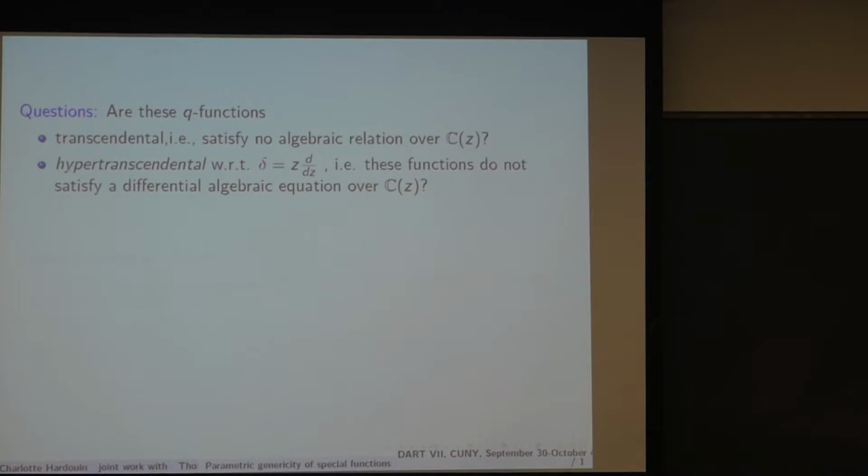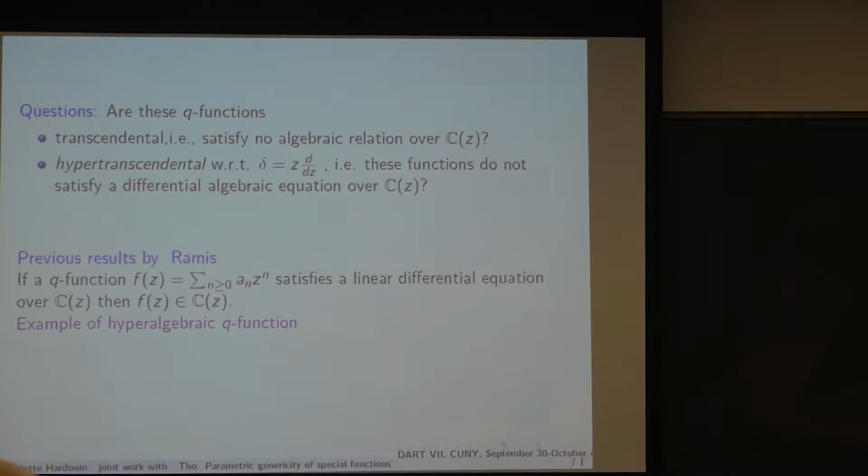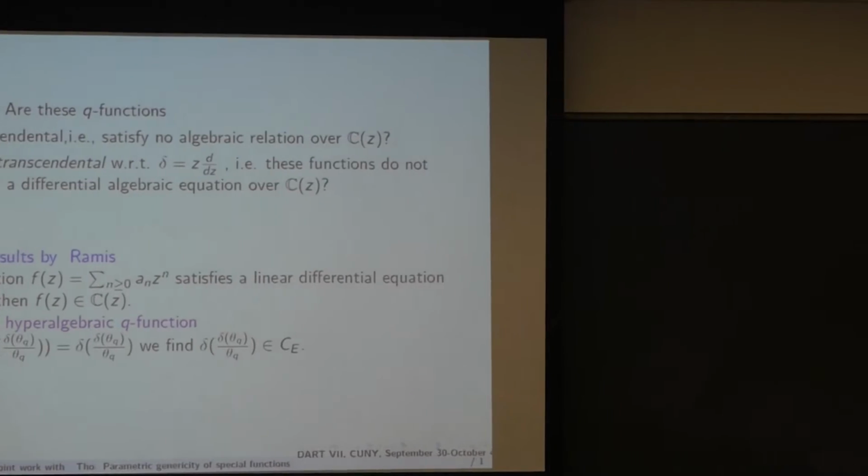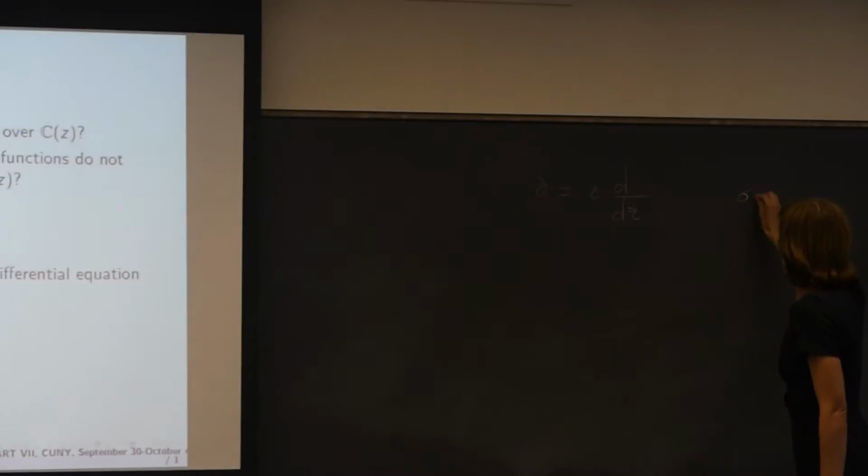So what are the previous results in this direction? As Michael exposed this morning, we have this result of Ramis that tells you that a Q function that is also a power series that satisfies a linear differential equation over C(z) must be a rational function. But one can find some hyperalgebraic Q functions. If you do this simple computation, you can see that, with the derivation introduced this morning, d over dz commutes with sigma q.